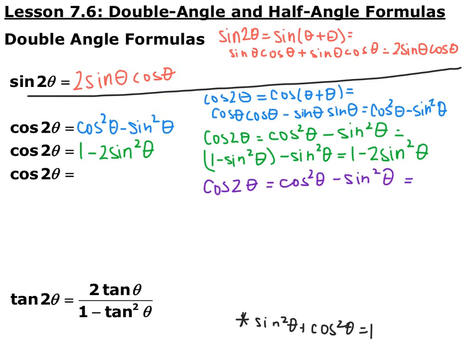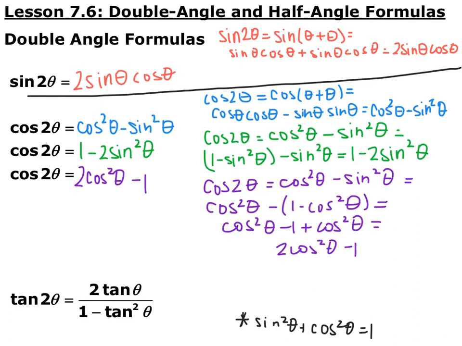Starting back at the original one again, I have cosine of 2 theta is equal to cosine squared theta minus sine squared theta. And now instead of replacing cosine squared with 1 minus sine squared, I'm going to replace sine squared with 1 minus cosine squared. So you get cosine squared minus the quantity 1 minus cosine squared, which gives you cosine squared theta minus 1 plus cosine squared theta, or 2 cosine squared theta minus 1. So for cosine 2 theta, we actually have 3 different ones.